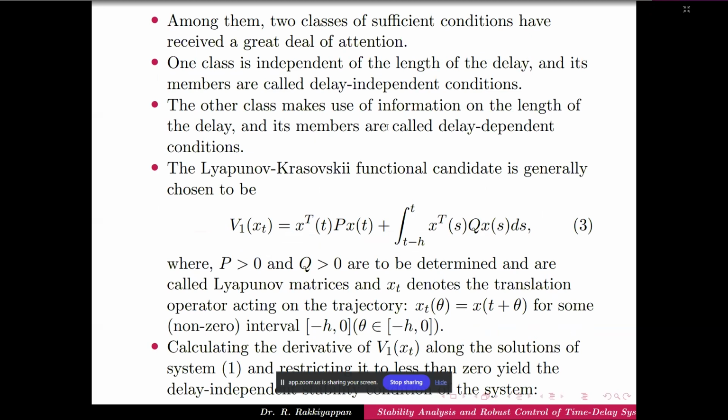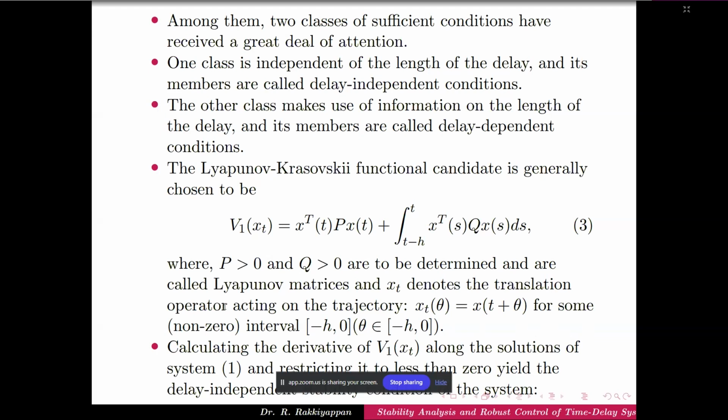So these delay values appear in the matrix inequalities. The Lyapunov-Krasovskii functional candidate can generally be chosen like this in equation 3. It is a quadratic term, which was used by the great mathematician Lyapunov, and then we can add one more integral quadratic term, which is nothing but the integral from t minus h to t of x transpose of s Q x of s ds, where P and Q are the Lyapunov matrices, and those two are positive definite matrices.